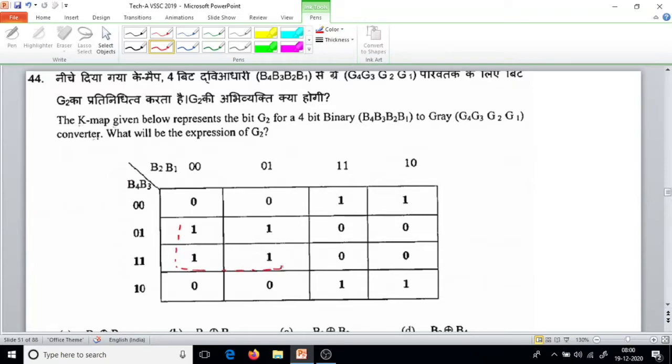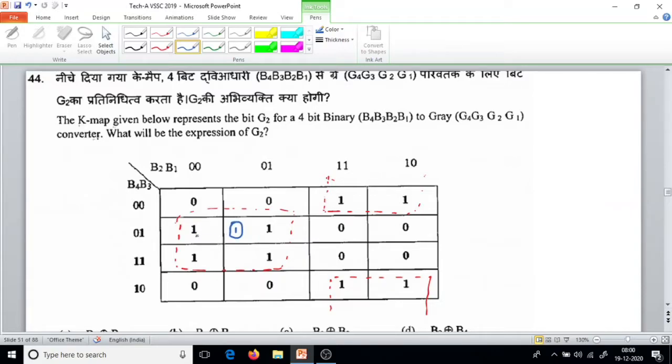Now, if we see this K-map, this is a quad, and these two also we can make into a quad. When you solve a quad, or four ones in a Karnaugh map, we should get two variables as the answer. So first we will solve this first quad.